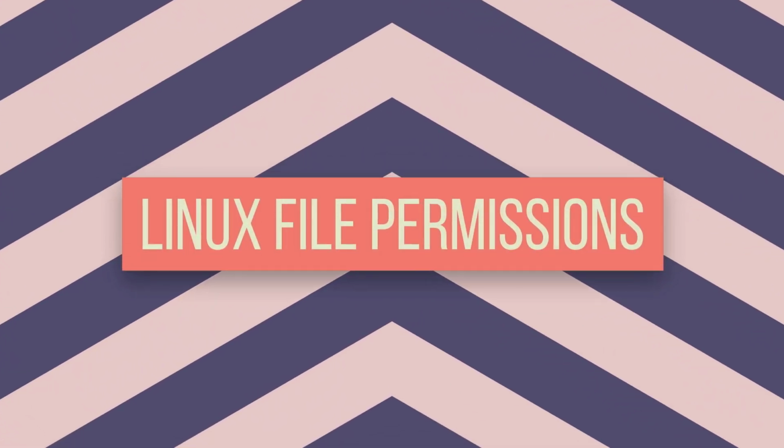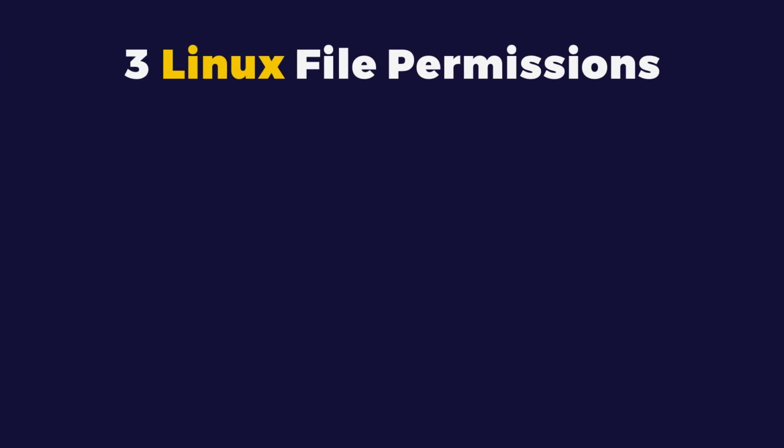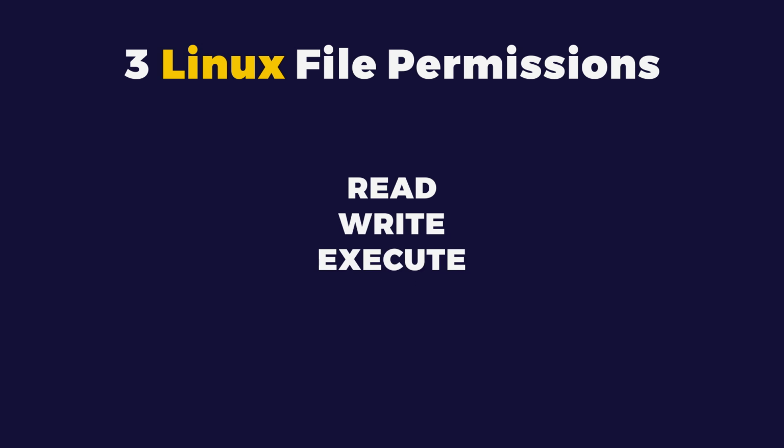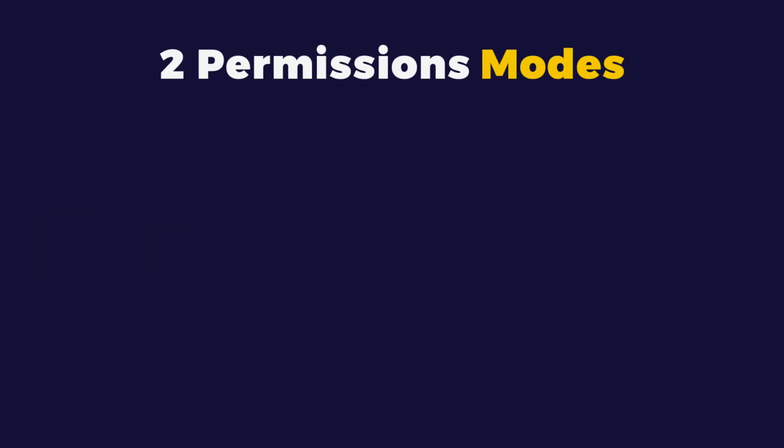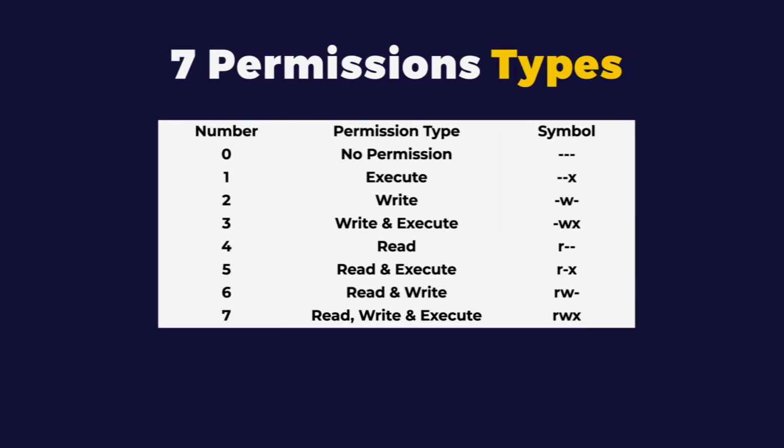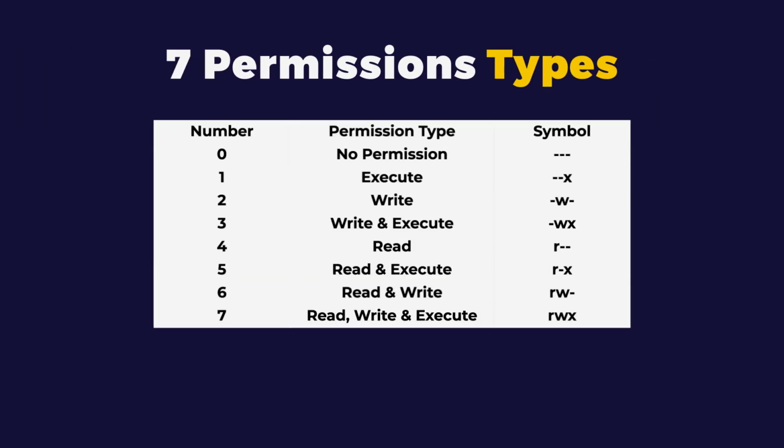In today's video, we'll talk about Linux file permissions. Well, we have three types of permission that we can give to a file or group, etc. These are read, write, and execute. In terms of permission, we have two modes, symbolic and absolute. And basically, we have 7 types of permission.